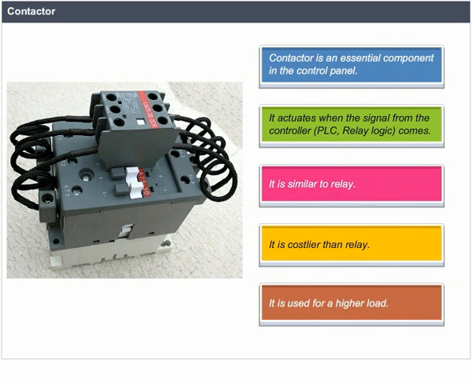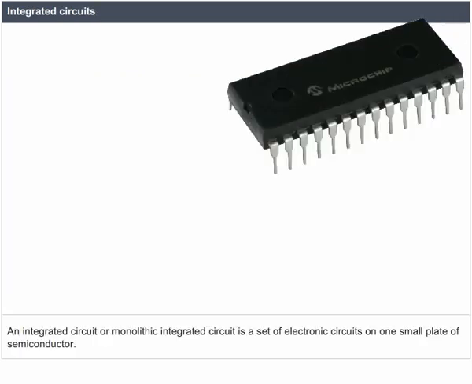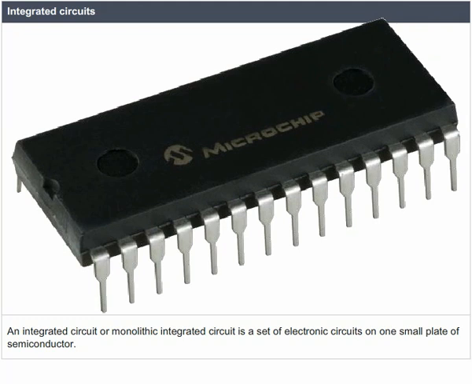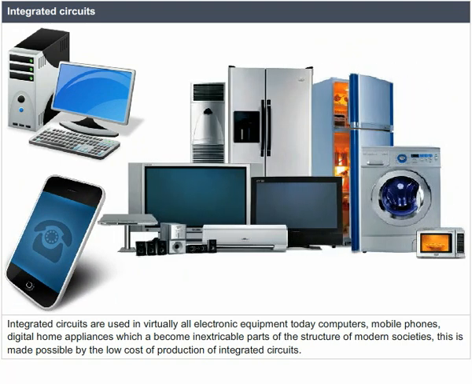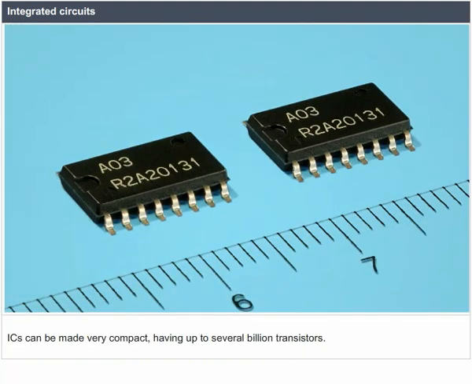Integrated circuits. An integrated circuit, or monolithic integrated circuit, is a set of electronic circuits on one small plate of semiconductor. Integrated circuits are used in virtually all electronic equipment today: computers, mobile phones, digital home appliances, which have become inextricable parts of the structure of modern societies. This is made possible by the low cost of production of integrated circuits. ICs can be made very compact, having up to several billion transistors.